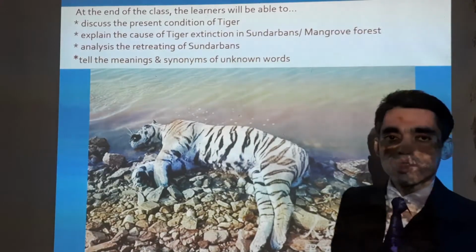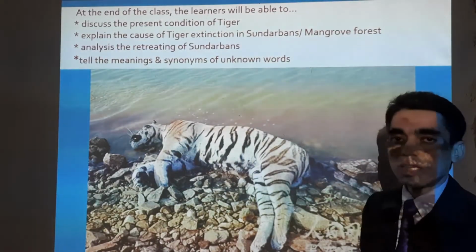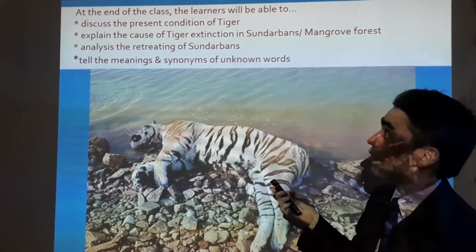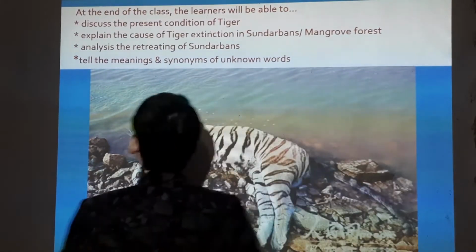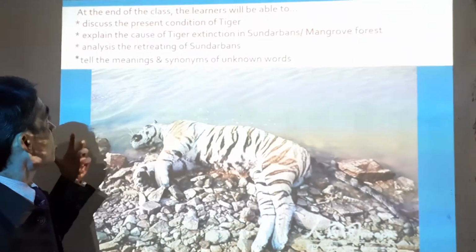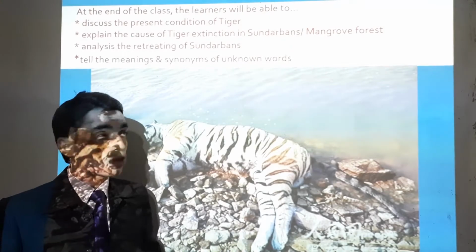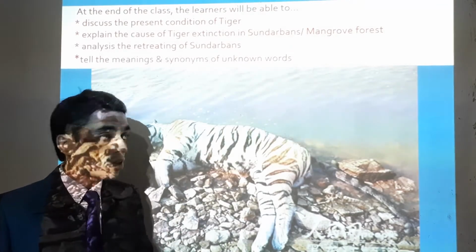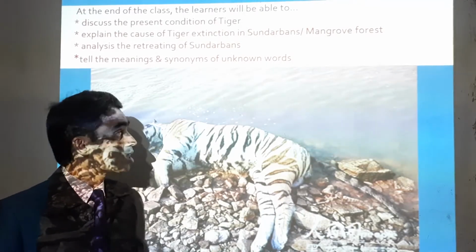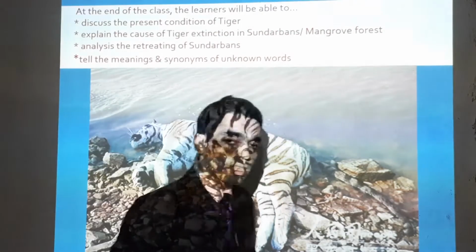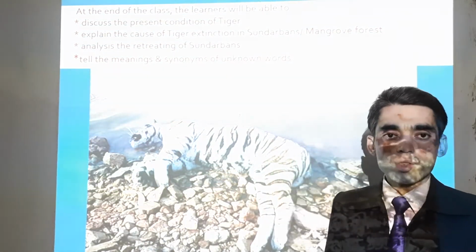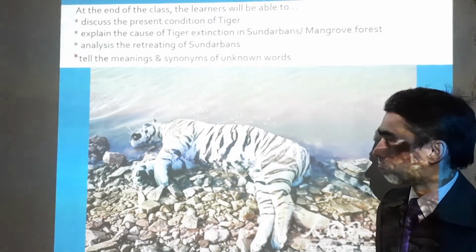Now I'd like to describe the learning outcomes of the lesson. At the end of the lesson, that means at the end of the class, you will be able to discuss the present condition of tigers, and you will be able to explain the cause of tiger extinction in the Sundarbans, that means the mangrove forest, and you will be able to analyze this retreating of Sundarbans, and finally you will get the word meanings of some unknown or new words. That means you will develop your vocabulary.